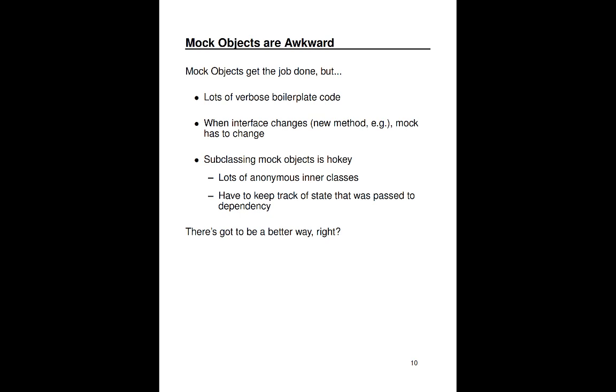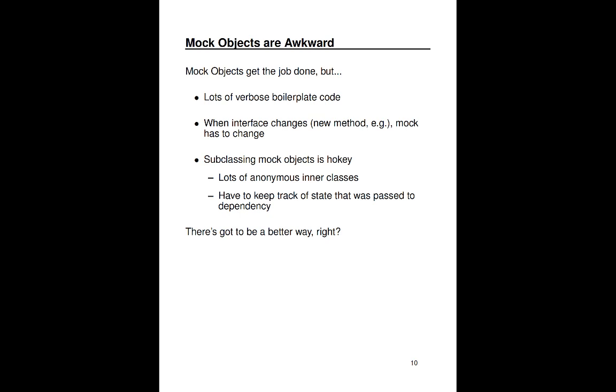So mock objects get the job done, but this style of mock objects is really awkward to work with. Right? We had to write a lot of code in order to mock out these interfaces. And this is just code you need to maintain. So when something about the interface changes, we add a new method, we change the signature, and we also need to change the mock implementations of it.